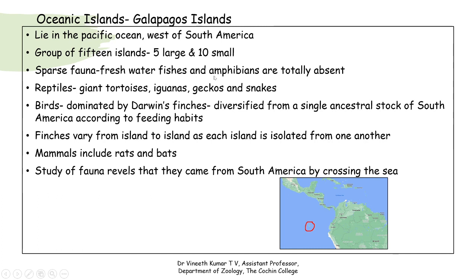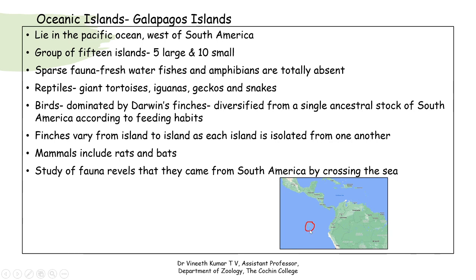Freshwater fishes and amphibians are totally absent, because they have a rare chance to be carried by water currents and reach these islands. Reptiles are represented by giant tortoises, iguanas, geckos, and snakes. Birds are dominated by Darwin finches. The ancestral stock of the Darwin finches is from South America.